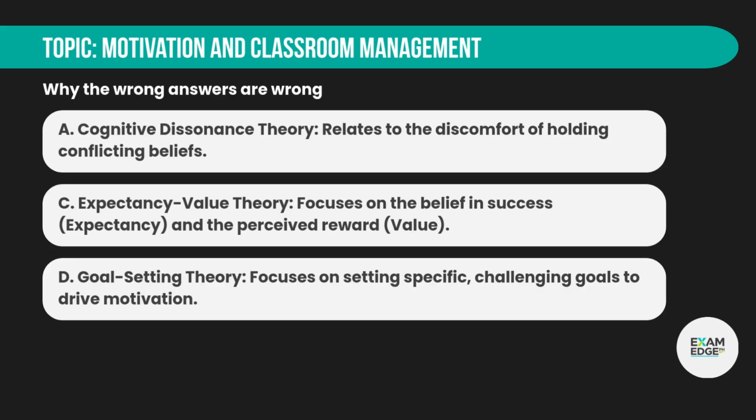Why the wrong answers are wrong? A. Cognitive dissonance theory relates to the discomfort of holding conflicting beliefs. C. Expectancy value theory focuses on the belief in success, expectancy, and the perceived reward, value. D. Goal setting theory focuses on setting specific, challenging goals to drive motivation.